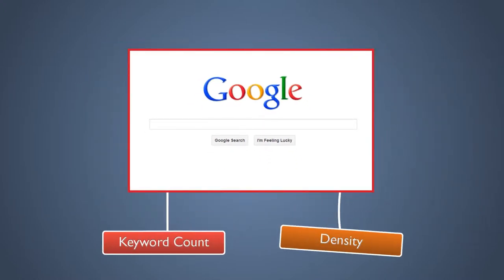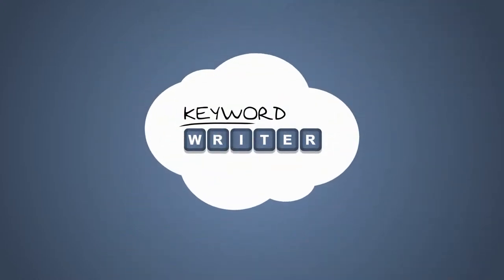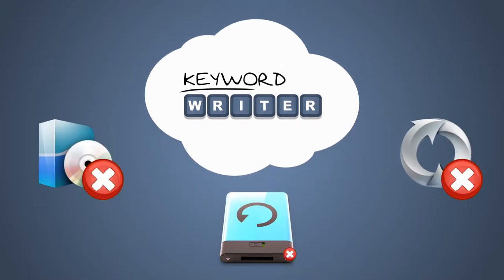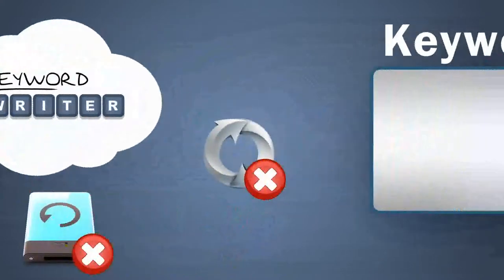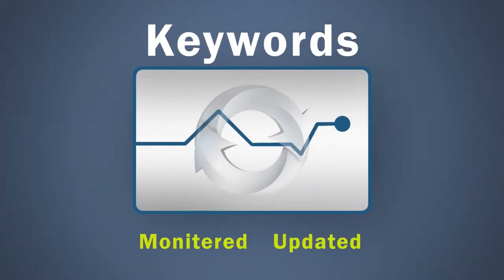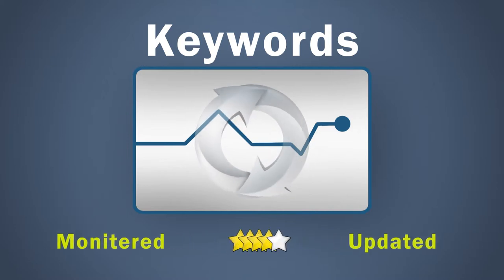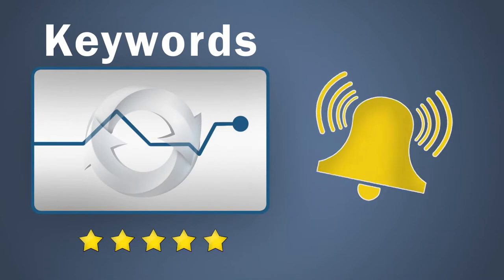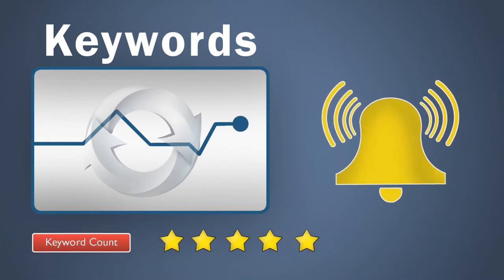count and density. Keyword Writer is cloud-hosted, so there is no software to install or updates and backups to worry about. Your keyword rankings will be monitored and updated automatically for all your keywords, so you always know how your content is ranking. Keyword Writer even alerts you when there are changes in rankings, keyword count, or density in the top 10 rankings for your content.